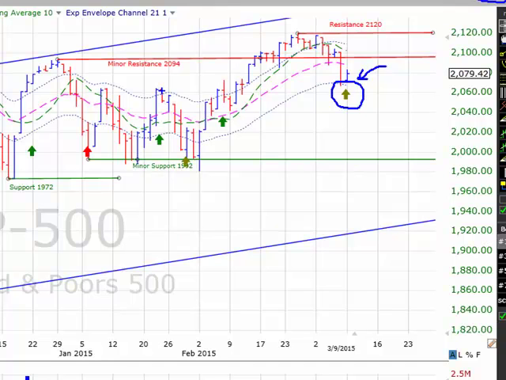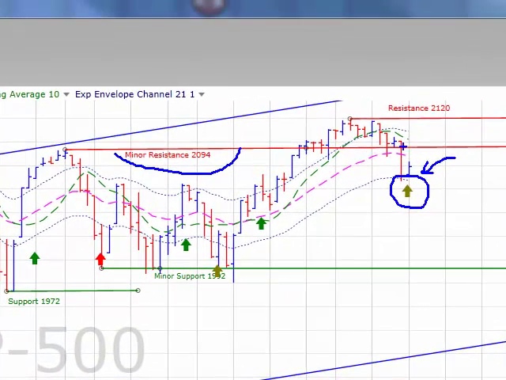We have minor resistance on the S&P around the 2094 area. You'll note that this was weak support last week. Today we're calling it minor resistance because we have fallen below that level, and we have more significant resistance up here in the 2120 area.